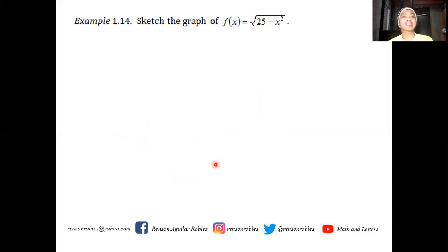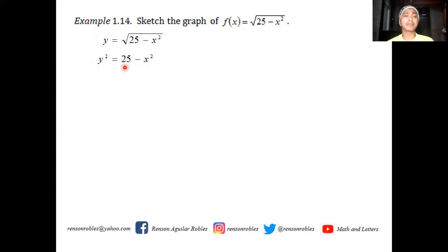Okay, another one. Say we sketch the graph of f of x equals the square root of 25 minus x squared. I will just be replacing f of x by y. So I now have y equals the square root of 25 minus x squared, and this equation can be thought of as y squared equals 25 minus x squared. If you square both sides of this equation, then you have y squared, and the square root will be avoided. So you only have 25 minus x squared on the right side.